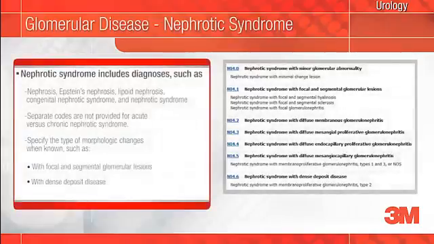Nephrotic syndrome in ICD-10 includes diagnoses such as nephrosis, Ebstein's nephrosis, lipoid nephrosis, congenital nephrotic syndrome, and nephrotic syndrome. ICD-10 does not differentiate between acute or chronic. However, as in nephritic syndrome, document the type of morphologic changes when known, such as glomerular lesions or with dense deposit disease. For example, you see on the screen several codes for nephrotic syndrome with various morphologic changes.